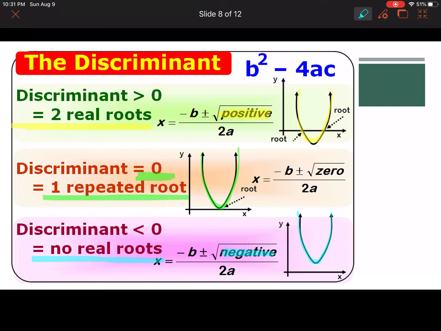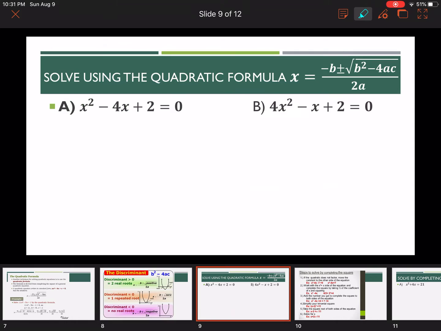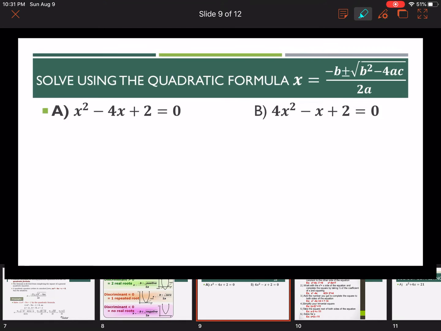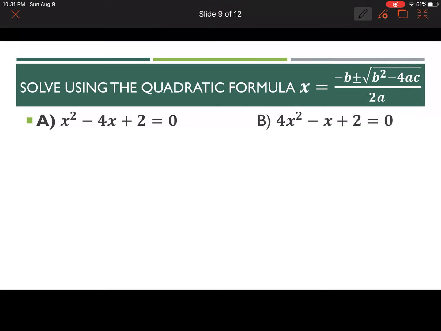So we're going to do two questions in which we practice the quadratic formula. Again, feel free to pause the video at any time. When we look at question A, the a value is in front of x squared. So a is 1, b is negative 4, and c is positive 2.